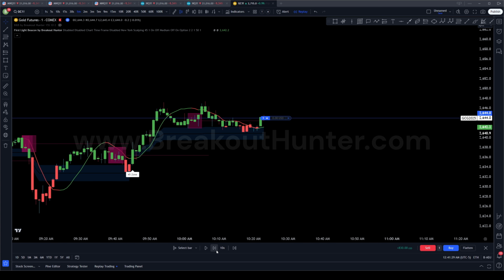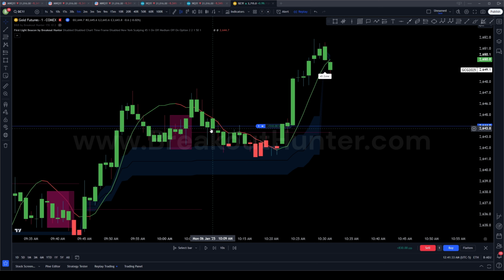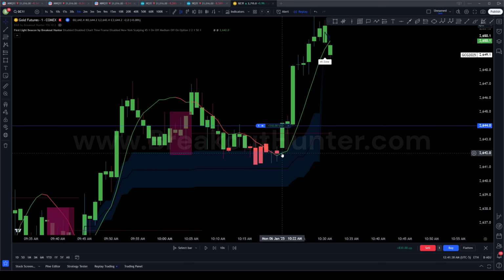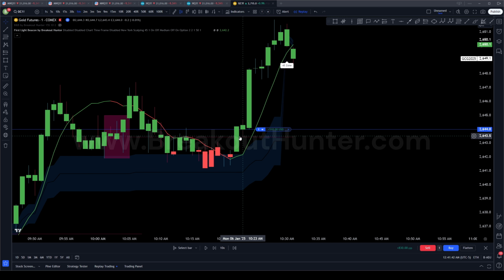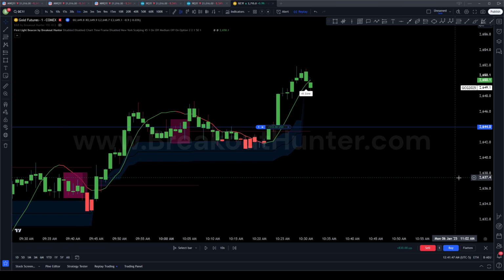I would buy that again. And right there, the reason I did that is, well, we came down into the First Light Beacon. We respected the midline. We stayed above it. We came up with an engulfing candle that busted through this expansion line while it was green. That was my trigger to buy that. So there is another scalp right there.